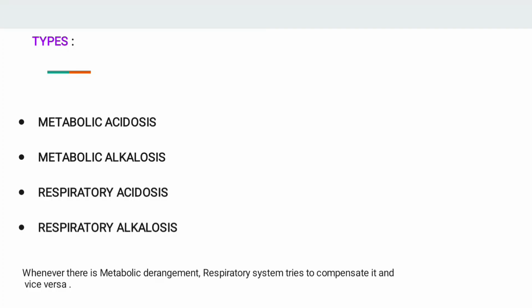So types of acid base disorders: we have metabolic acidosis, metabolic alkalosis, respiratory acidosis, respiratory alkalosis, and there is one more called mixed disease. We need to note that whenever there is a metabolic derangement, the respiratory system tries to compensate it, and whenever there is a respiratory derangement, the metabolic system tries to compensate it. For metabolic derangement, the respiratory system will compensate very quickly, but for respiratory derangement, the metabolic compensation will be very slow.